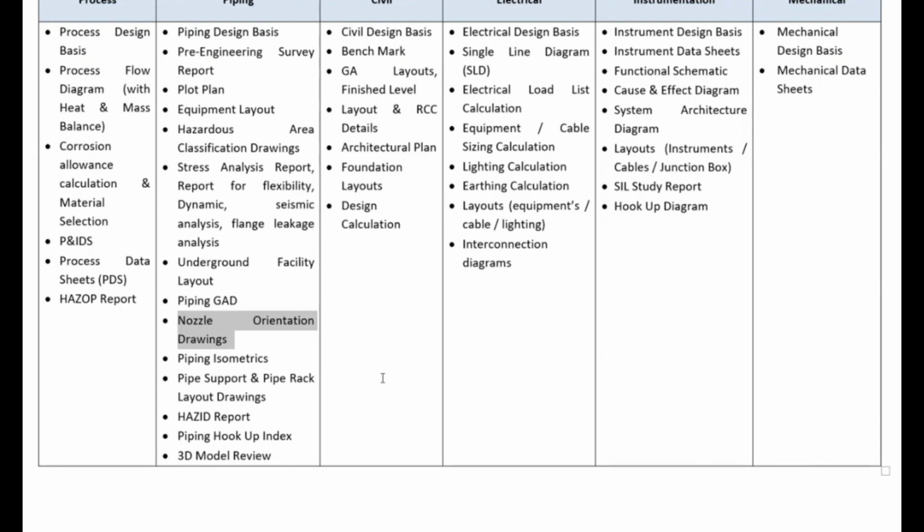Then the piping engineer will design the orientation drawing for that nozzle, saying okay, this nozzle is there, and for this my piping orientation will be like this. My pipe will first go 180-degree, then it will take a 90-degree bend to come back to the main piping rack, correct? So that is called nozzle orientation drawings.